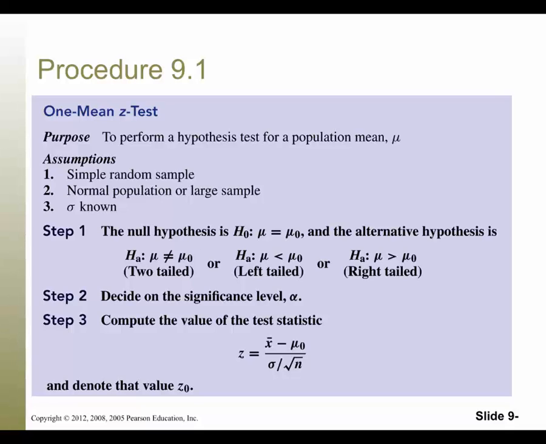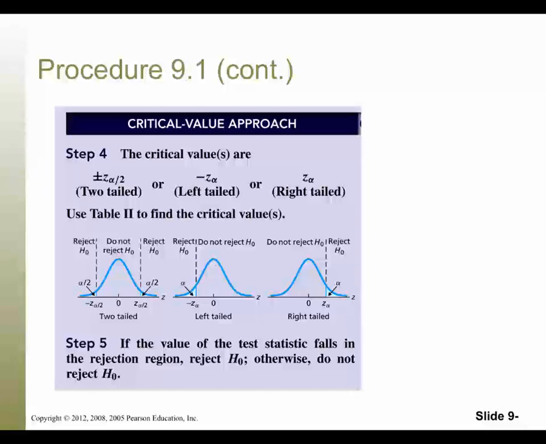We decide on a significance level. We compute the value of the test statistic, or the z-score for the sampling distribution. Okay, and then we compare it. So we're going to find the critical values, and then we're going to do our comparison. And so we've seen that, so let's do another example.